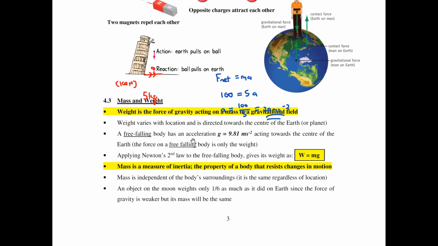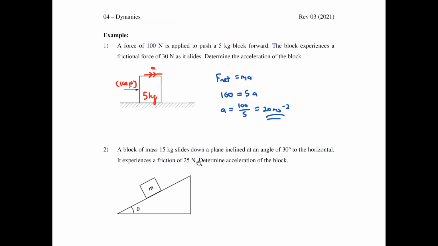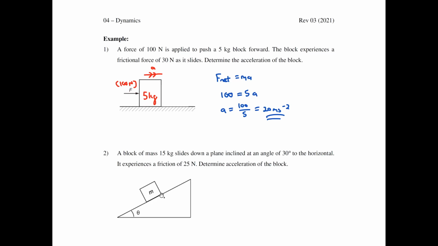Now, what if you have the same block, a similar block, not same block, that's being pushed up an incline instead, rather than a horizontal surface? And now we ask you to find the acceleration of the block. Okay, so now you have a block of 15 kg that slides down an inclined plane of angle 30 degrees to the horizontal. It experiences a friction of 25 Newton. Determine the acceleration of the block.